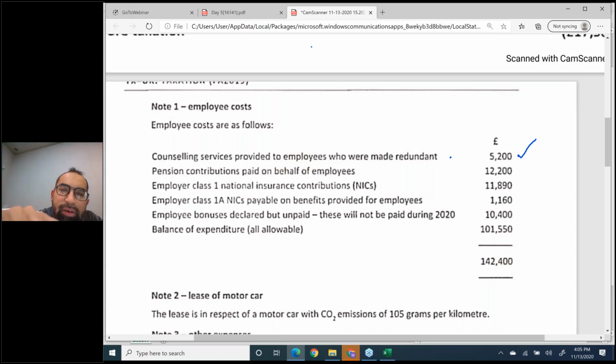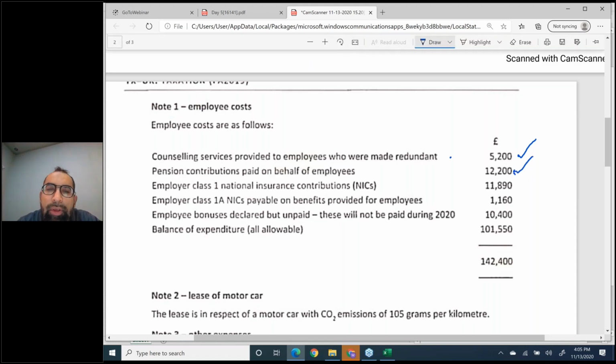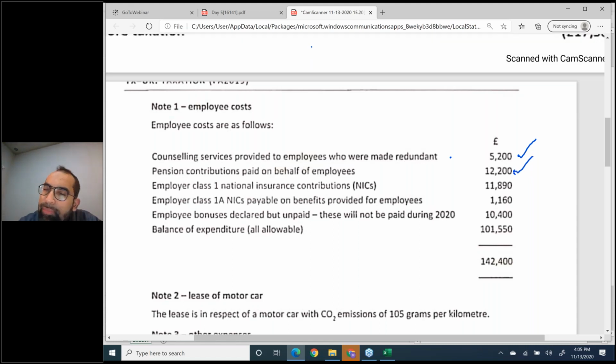Then pension contribution on behalf of employees, allowed expense. Yes, if the employer is contributing to the employees' registered pension scheme, that's totally allowed. Again, employer class 1 national insurance contributions: the employer pays these for employees. Day before yesterday, on day 3, we studied this: if the employer is paying NICs for employees, that's totally allowed as a trading income deduction. This is also allowed.